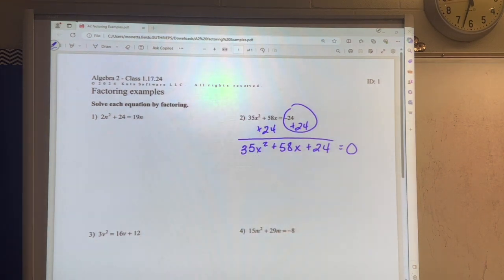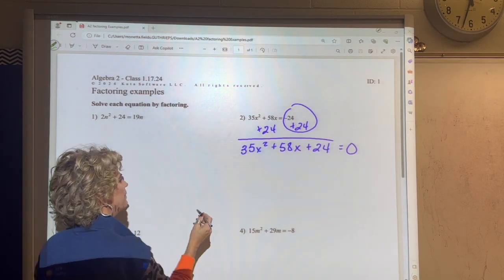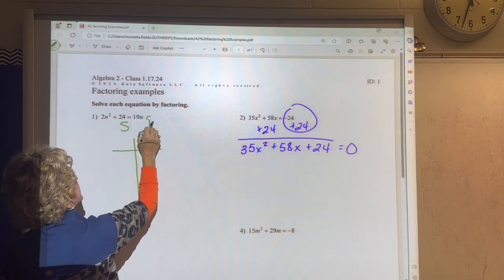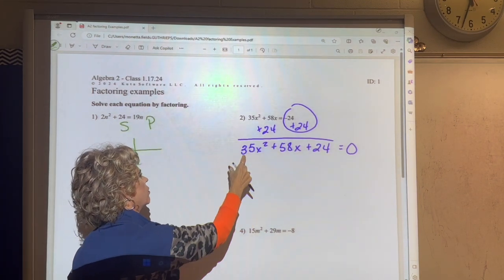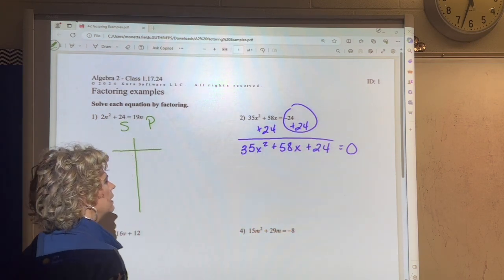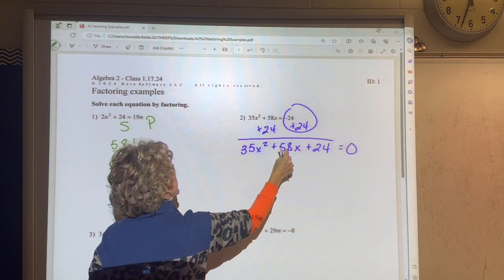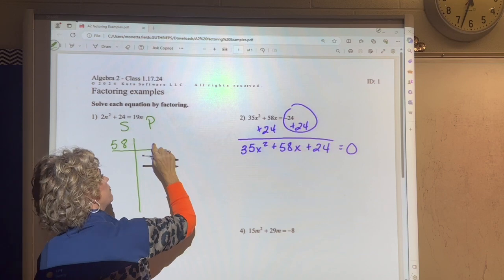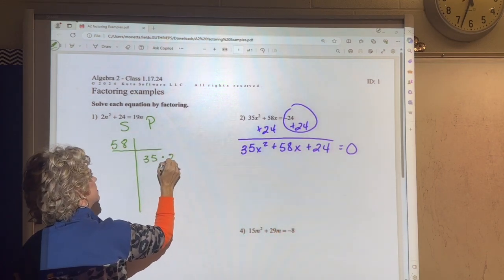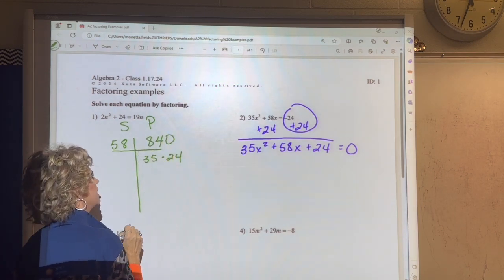So now that we have one side equal to 0, I'm going to work over here. We're going to use our sum and product chart. Remember, our sum is the coefficient of our linear term. Our product is our quadratic times our constant. So sum is 58. Our linear term, this right here is 58. Our product is 35 times 24. I just tend to start out with that, 35 times 24, which is a positive 840.